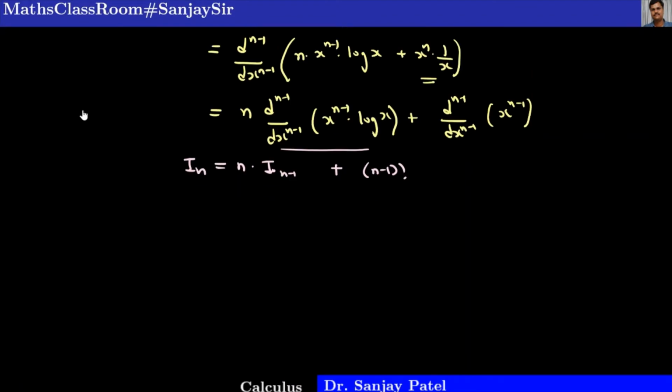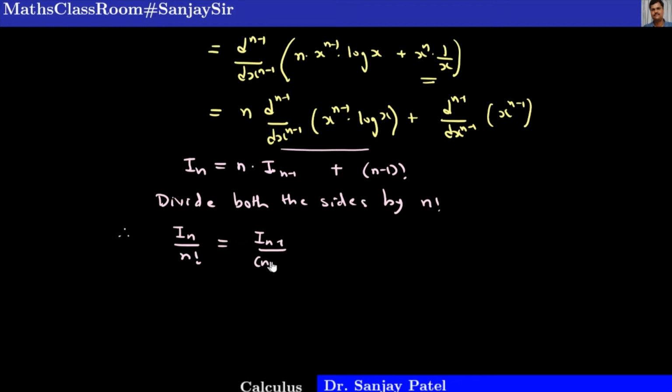Now let us divide both the sides by n factorial. Divide both the sides of this recursive relation by n factorial. So what we get here is In upon n factorial is equal to n upon n factorial, that gives us n minus 1 factorial. N upon n factorial is 1 upon n minus 1 factorial, and here we get n minus 1 factorial upon n factorial, that is 1 upon n.